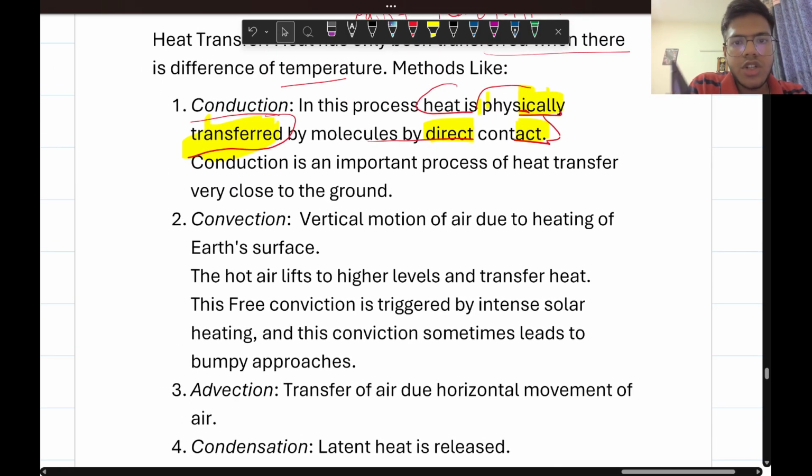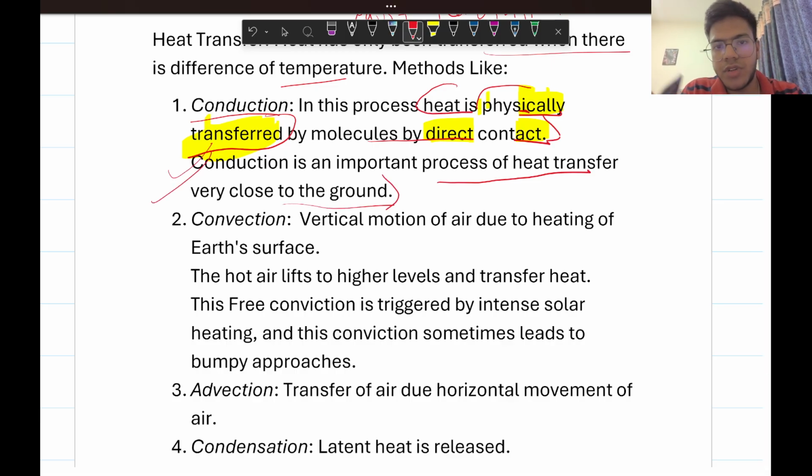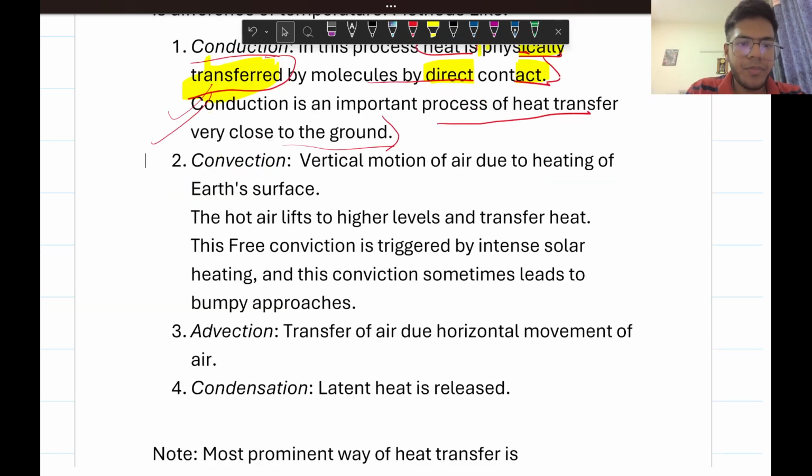And guys, this conduction is an important process of heat transfer which is very close to the ground.